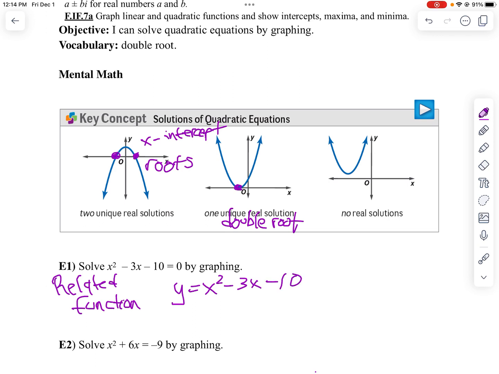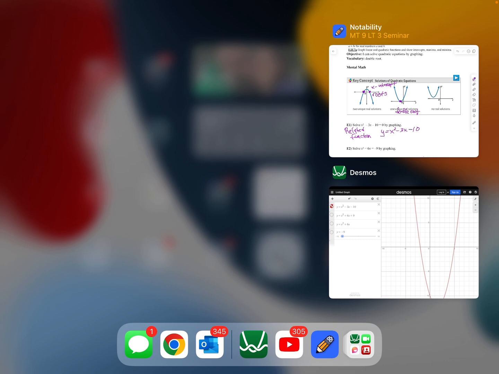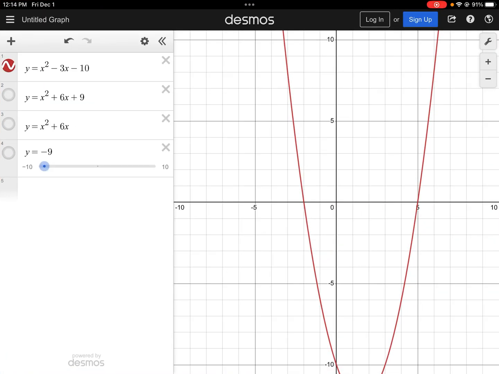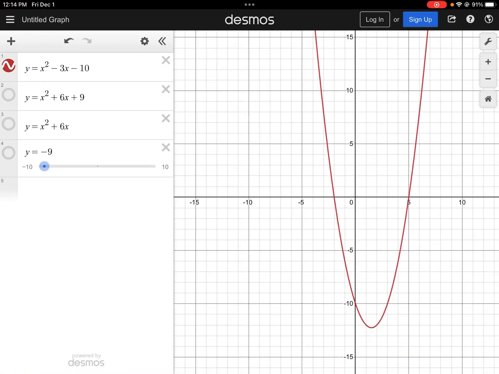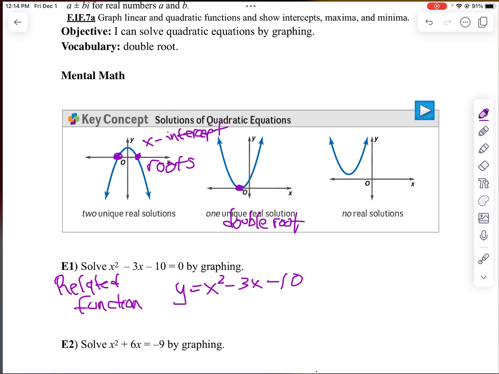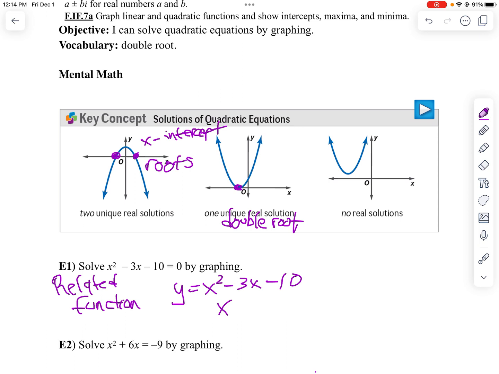So I've graphed that on Desmos. And like I said, we could do this by hand. Let me shrink this in here so we can see the graph. And notice it crosses at -2 and 5. So my answer is, I'm looking for x, remember. y is 0. x equals -2 or 5.